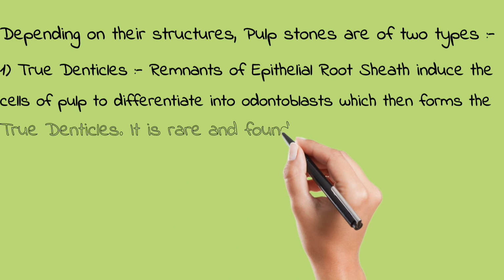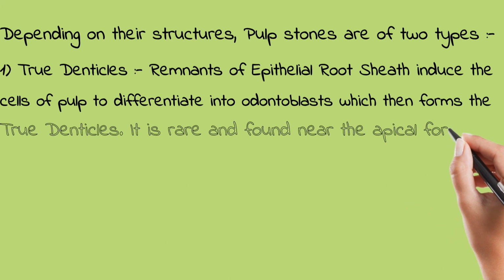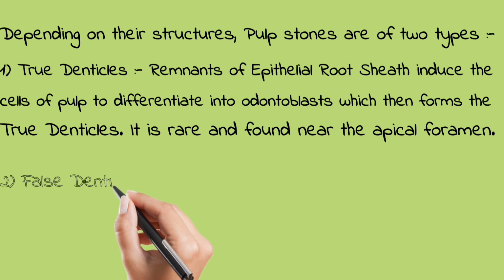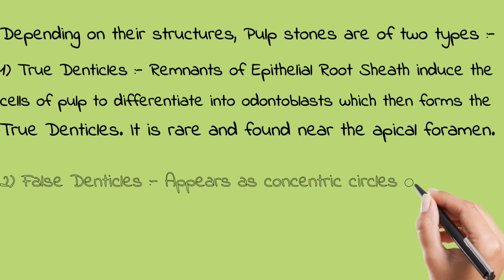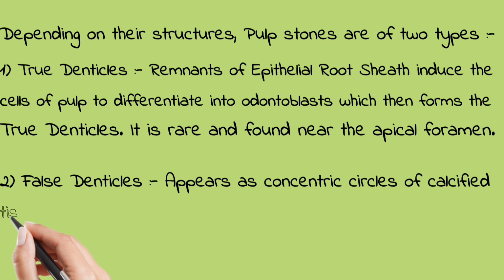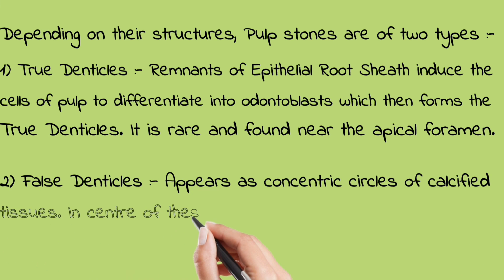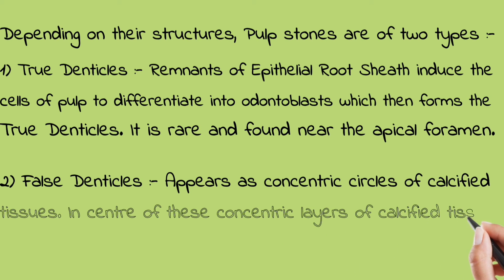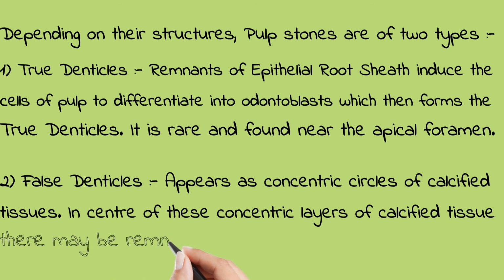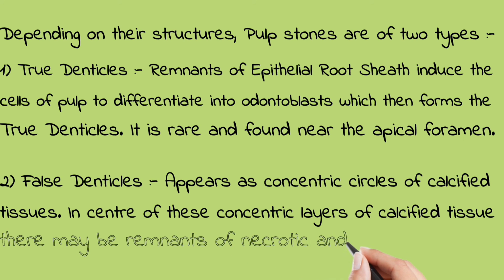Next, we have the false denticles. So what are these false denticles? These appear as concentric circles of calcified tissue. These are found in the center as a concentric layer of calcified tissue, and they may be remnants of necrotic or calcified tissue. With this, we complete our lecture on the pulp.